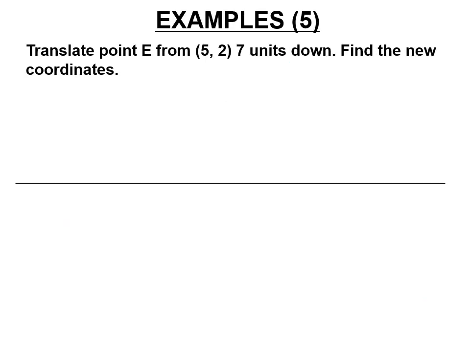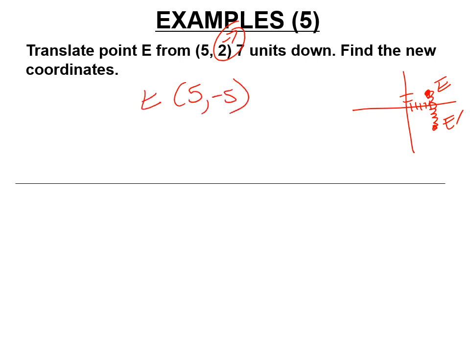All right, so try this. Translate point E, 5, 2, 7 units down. Now you could sit there and draw a sketch and go, all right, what's 7 units down? But there's a way faster way. Subtract 7 from 2, and you're going to be at 5, -5. And so we're going to say E prime is at 5, -5.